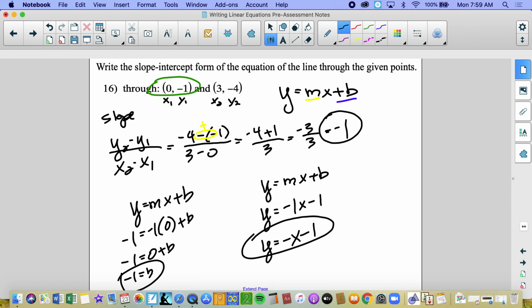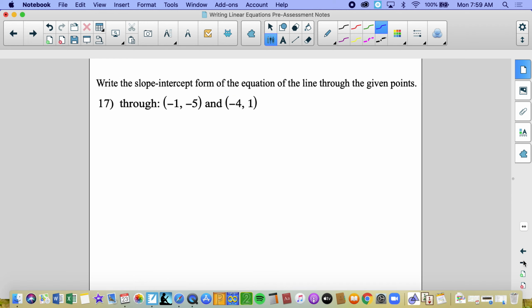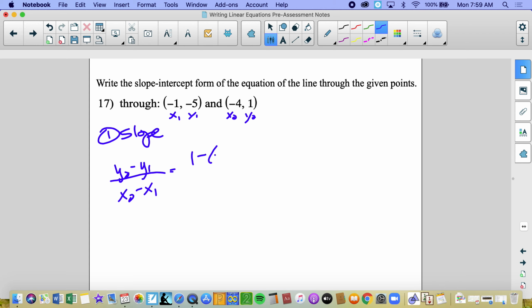Now you would have gotten that same one if you had used the other point. It doesn't change it. So first thing is slope. This is x1, y1. This is x2, y2. Doesn't matter. You could have done this as x2 and this as x1. Doesn't matter. I just do numerical order. So we have y sub 2 minus y sub 1, x sub 2 minus x sub 1. My y sub 2 is 1 minus my y sub 1, which is negative 5. I have x sub 2, which is negative 4, minus my x sub 1, which is negative 1.